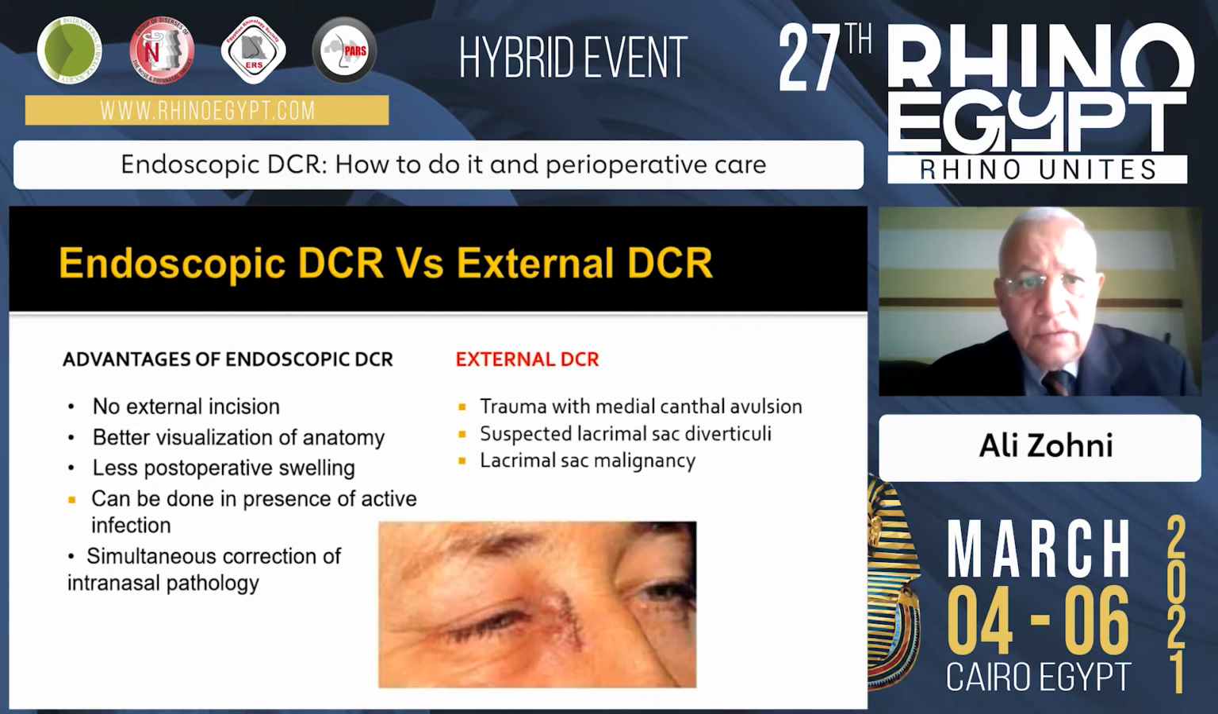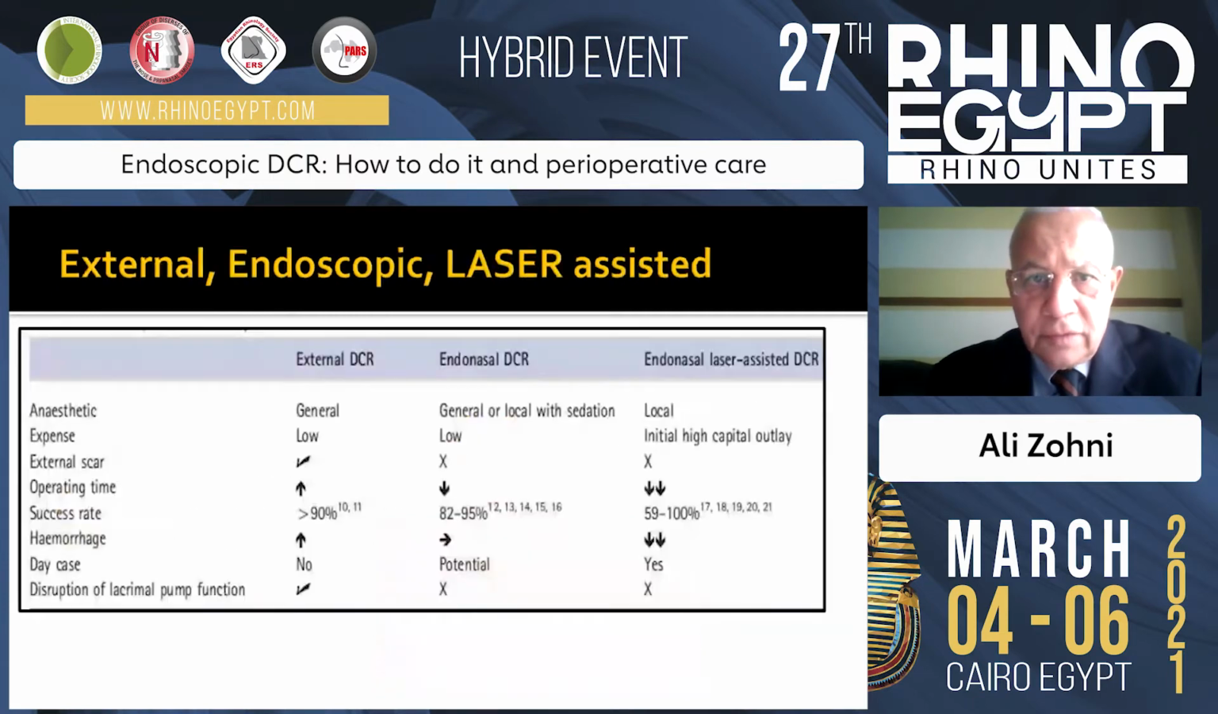The advantages of endoscopic DCR include that we don't have an external incision, the anatomy is better visualized, and the swelling postoperatively is minimal. It can be done in the presence of active infection, and the instruments used are minimal and available. At the same time, we can correct any intranasal pathology detected preoperatively.